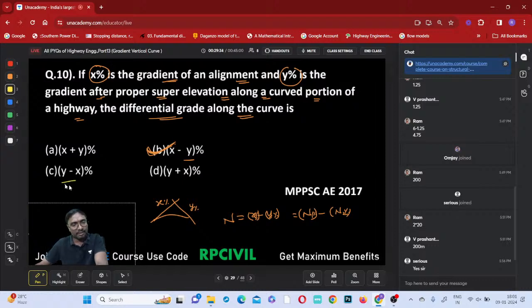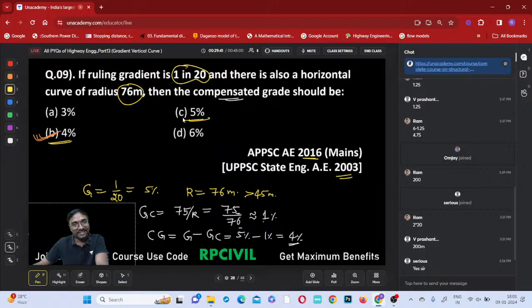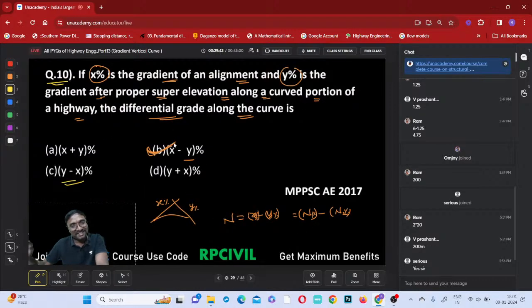I think I had given Y minus X. I got confused between the options and gave it like that. I did not check B and C. Previously I thought this is C, this is B, so I gave this one directly. Okay.